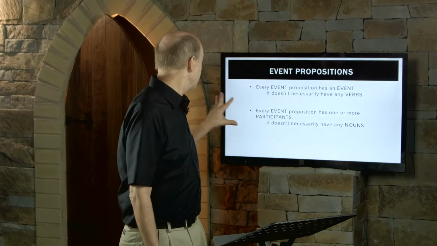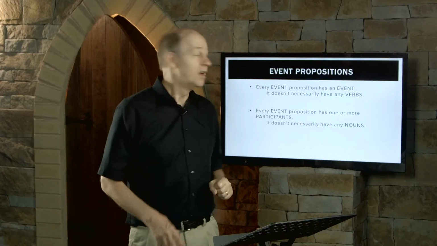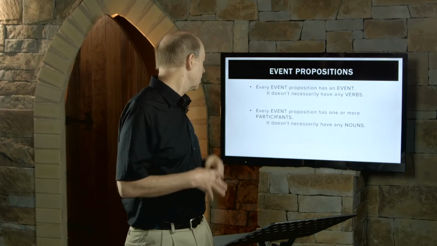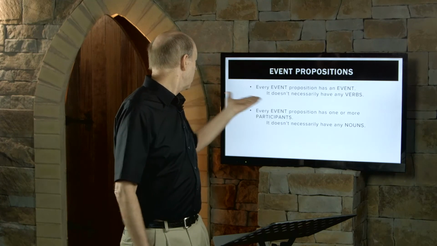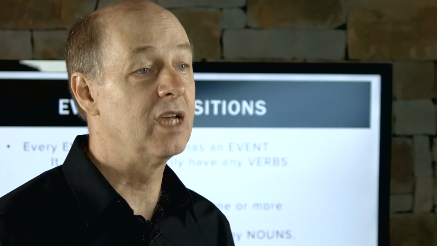So it's important that we keep in mind the fact that every event proposition has an event as its central concept, but in some cases it may not have a verb. Several of these event propositions had a noun that was representing the semantic event. Also, it is true that every event proposition has one or more participants, but some of those participants, or in some cases all of the participants, may be left implicit, simply implied. So even though every event proposition has one or more participants, it may not, in some cases, have any nouns.